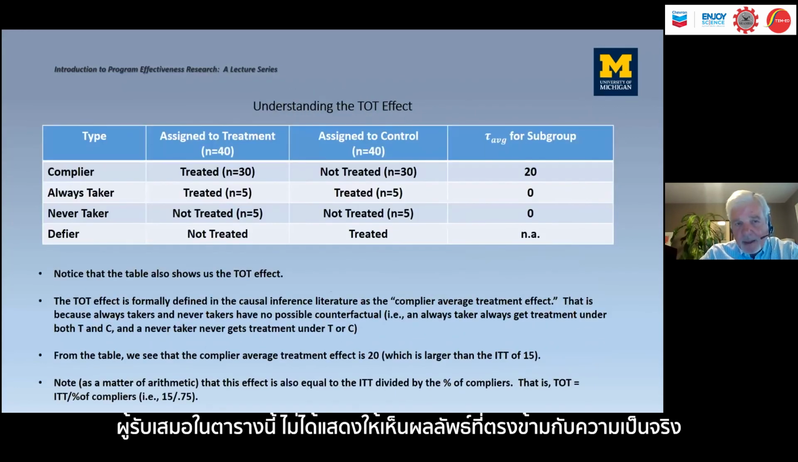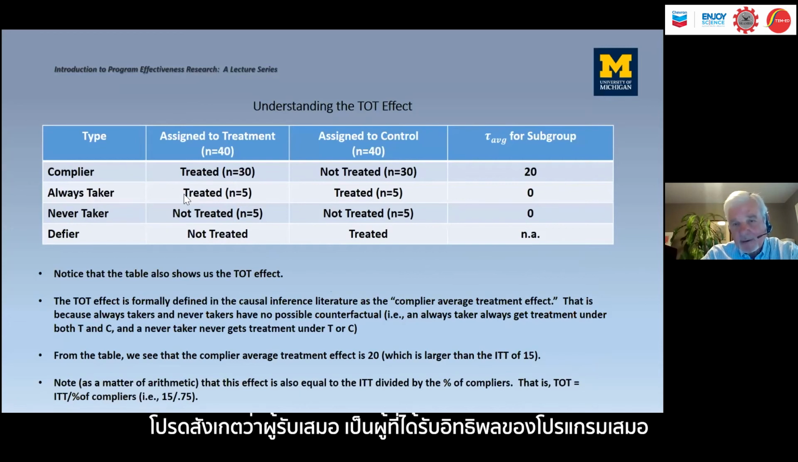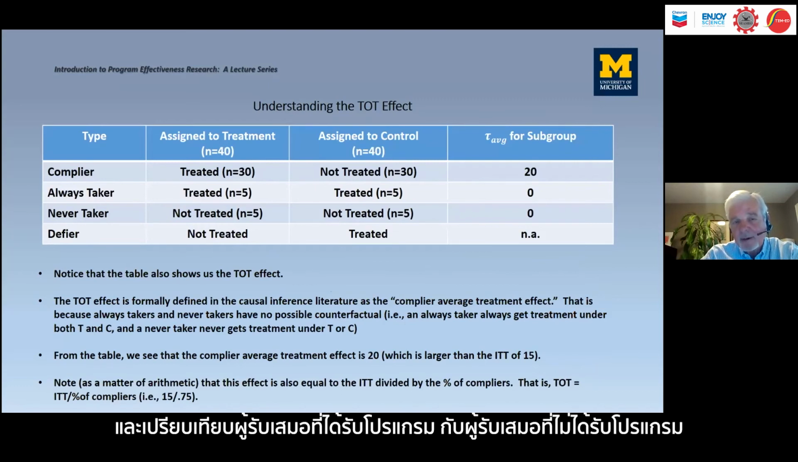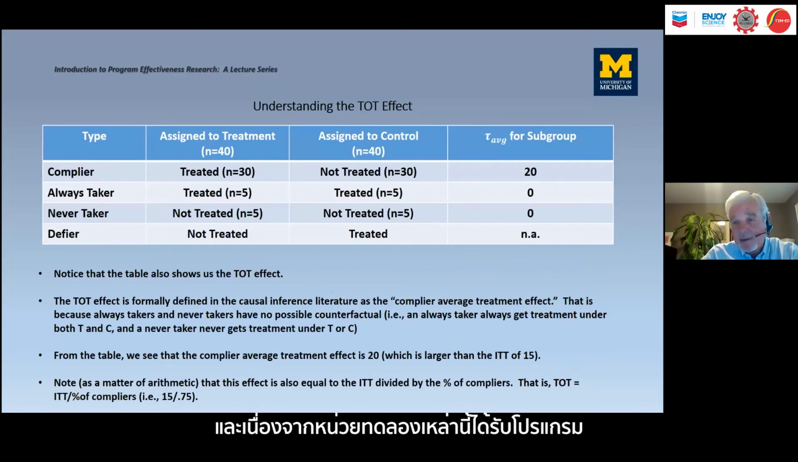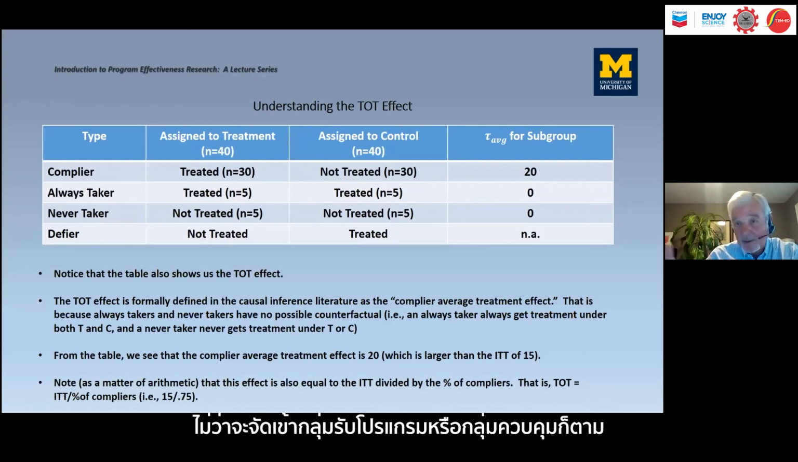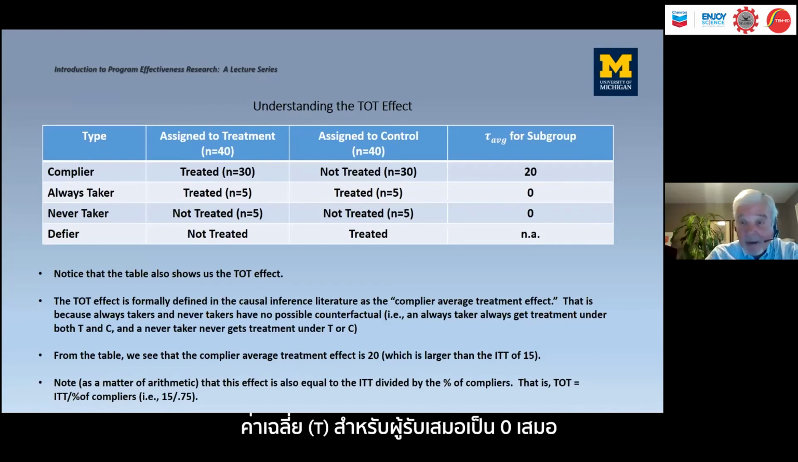So always takers, they don't present you with a counterfactual. Notice that the always takers are always treated. So I can't take an always taker when treated and compare it to an always taker when untreated. And because they were treated, and we have the assumption that the treatment effect is always the same regardless of assignment to treatment or control, the tau average for always takers is always 0. That's what the table is showing.